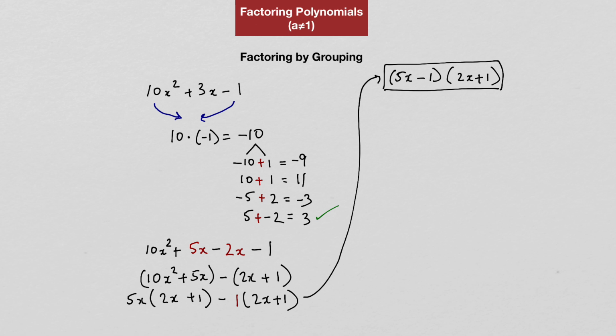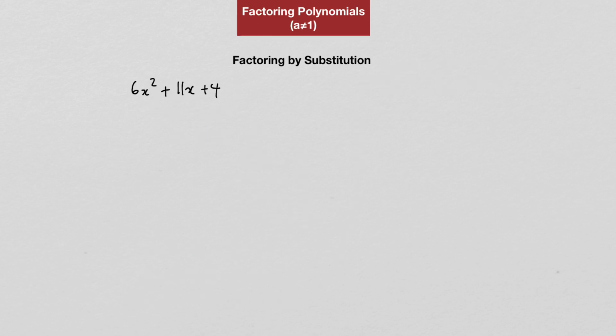So that is one method to factor a quadratic trinomial. Okay. Now there's a second way, and let's go ahead and take a look at the next example. And this is called factoring by substitution. And here's how this works.